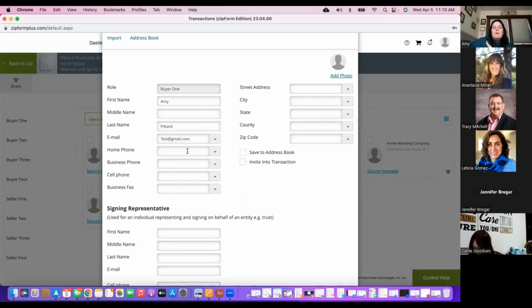That stuff's all in my CRM or my contact relationship manager. Here in Zip Forms, I just want the information needed in order to draw up the contracts and have them sign things, which is their legal name and their email.